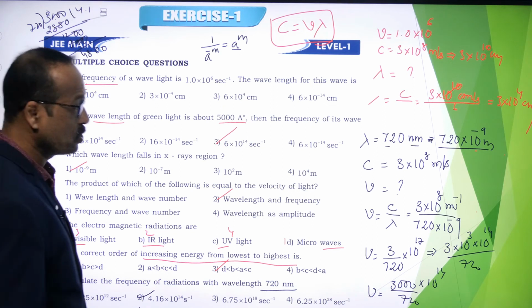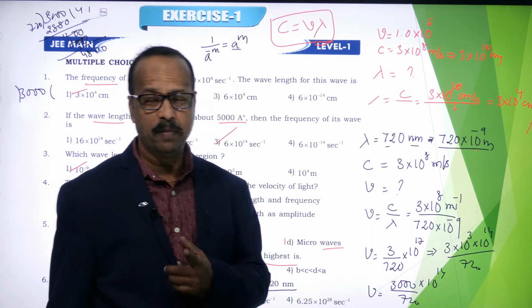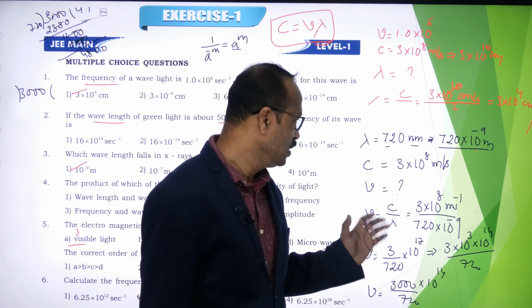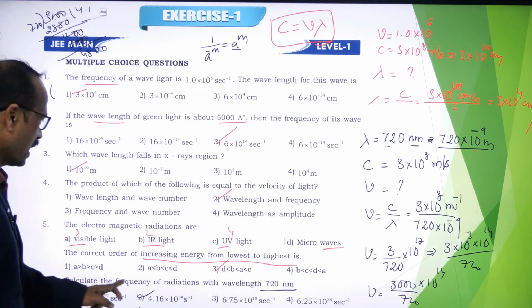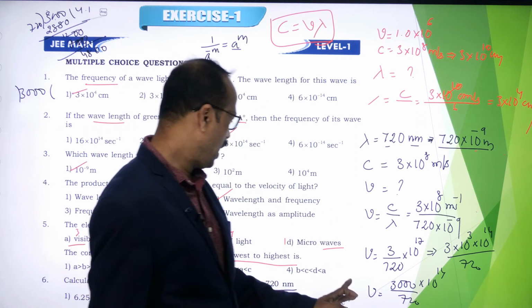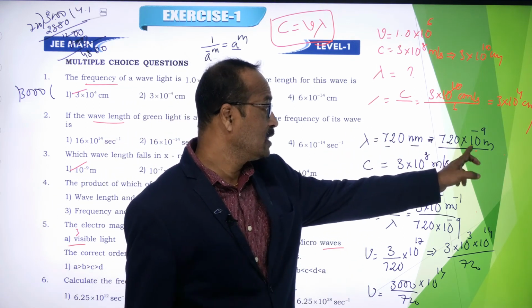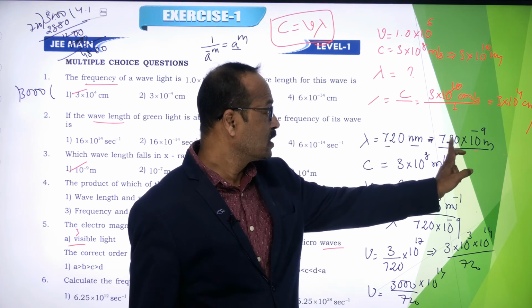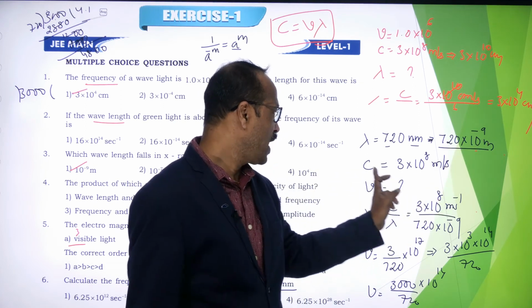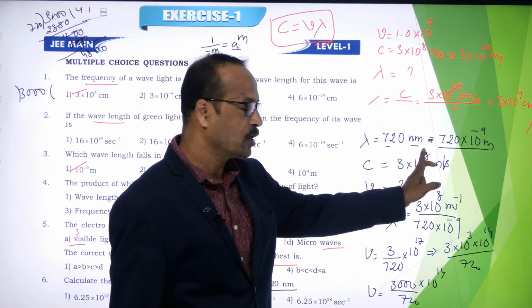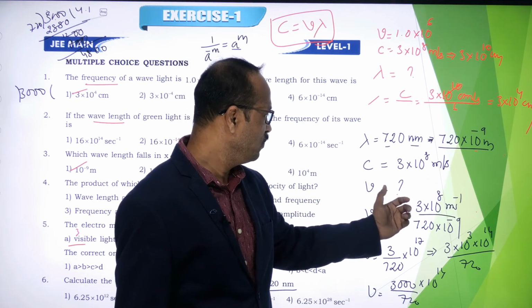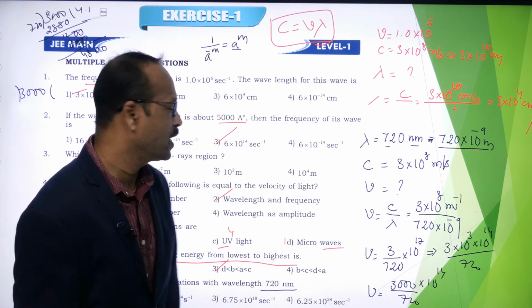So the option is this one. Little mathematics knowledge is required to solve this problem, so very simple. Here calculate the frequency of wavelength 720 nanometers. The wavelength is given as 720 nanometers. Nanometer is 10 to the power of minus 9 meters, so 720 into 10 to the power of minus 9. And the speed of light is 3 into 10 to the power of 8 meters per second. Asking the frequency, just substitute in this way and try it.